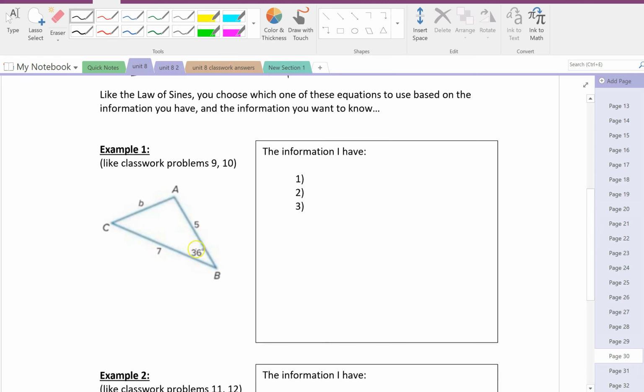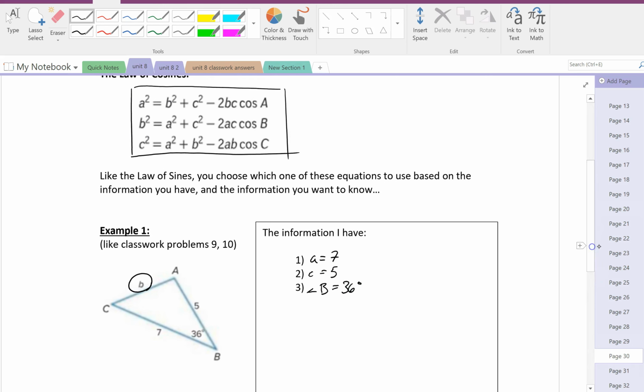So let's say I have this triangle right here. I think it's the same one from the last page, and I want to solve for side B. First thing I'm going to do is write down the information that I have. So I know side A is equal to 7. Side B is the one I want to find, so I don't really know anything about that yet. Side C is 5. And angle B is 36 degrees.